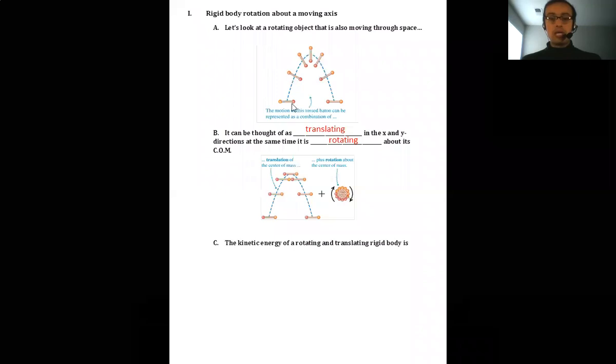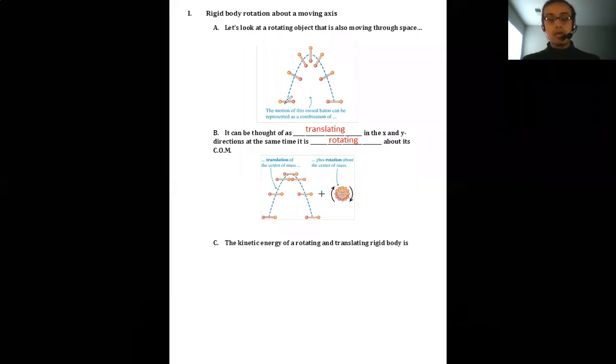So let's look at a rotating object which is also moving through space. Let's say that we have a baton that is twirling through the air. The center of mass here is moving through space in both the y and x directions, while at the same time there is a rotation about that center of mass. So you can think of a rotating object moving through space as having two distinct types of motion which are interrelated. There is a translational motion and a rotational motion.